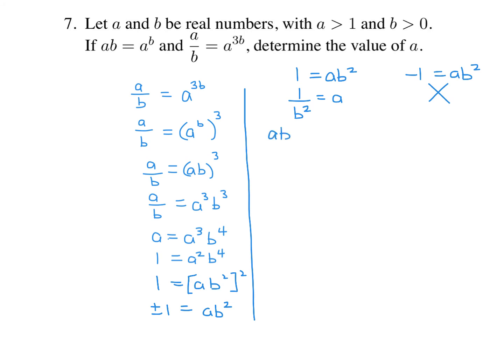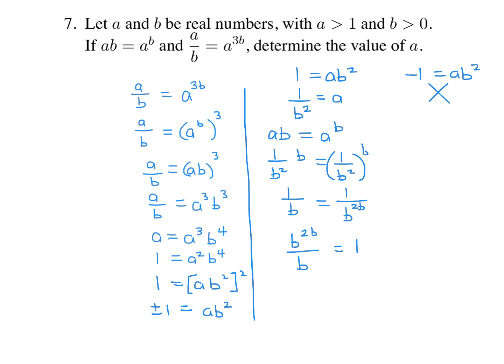So the first one says that A^B is equal to B^A. A is equal to 1 over B squared. So substitute that in: 1 over B squared, all to the power of B. This just becomes 1 over B. This becomes 1 over B to the power of 2B. Cross multiply, and we get B to the power of 2B over B is equal to 1. And then using exponent rules, B to the power of 2B minus 1, because this was B to the power of 1, is 1. And 1 is really B to the power of 0, correct?